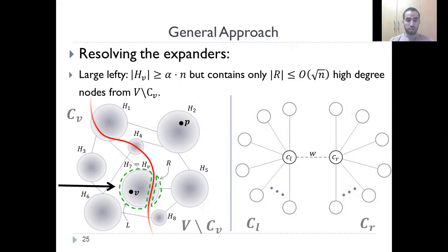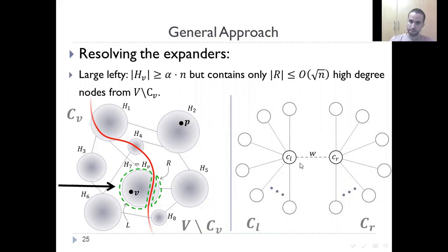And the way that we handle this expander, we can think of H7 in this case, and R is the side that has at most square root n nodes. What we do is we simply query the square root n plus one nodes of the highest degrees in the expander. We simply query the maximum flow between P and them. And it is guaranteed that at some point we will encounter CL, we will encounter P.